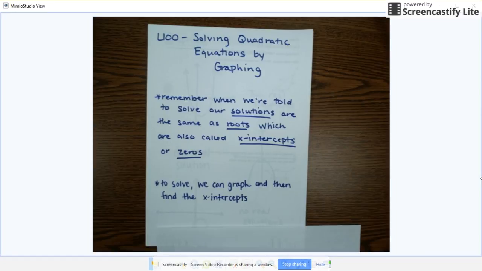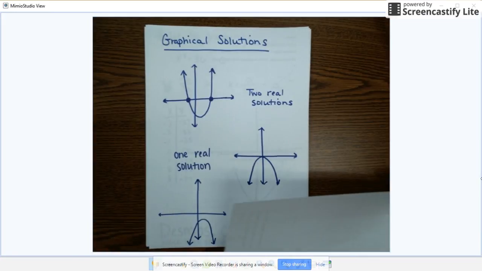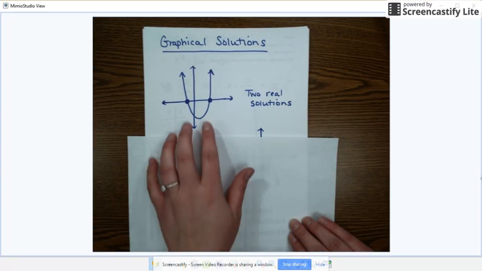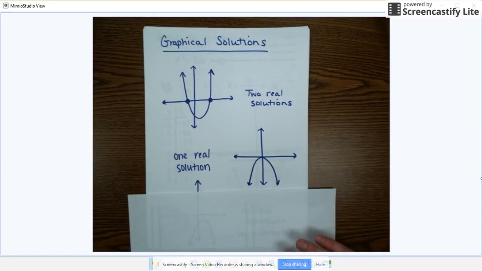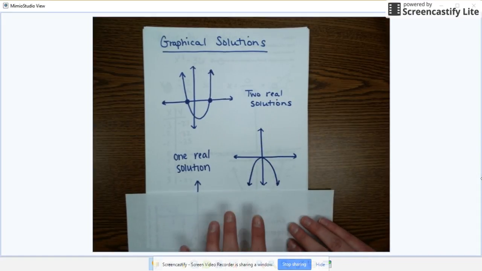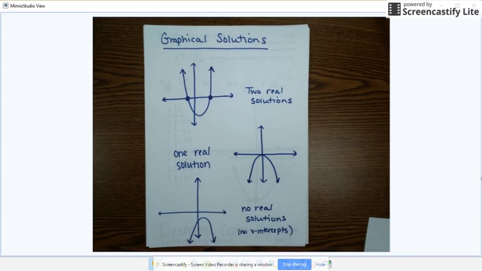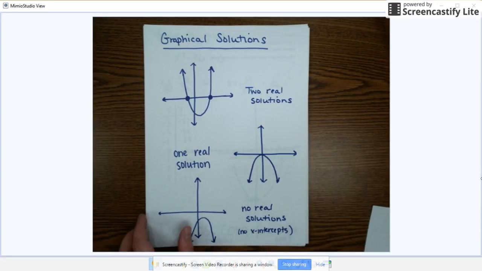So just to recap that a little bit, if we're asked to solve, we know we can graph and then find the x-intercepts or those zeros. So there's a couple different scenarios. When we go to graph, there's potential that our parabola will give us 2 zeros. So there's 2 solutions. There's potential that it will just have one solution, so it would just hit the x-axis one time. And then there's potential that our parabola would never touch the x-axis, meaning that we have no real solutions. So we can have 2 zeros, 1 zero, or no zeros.